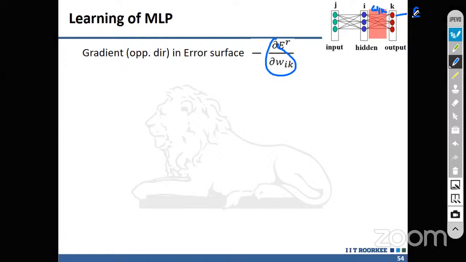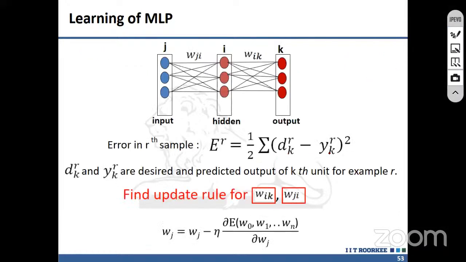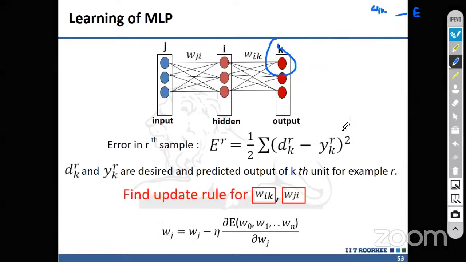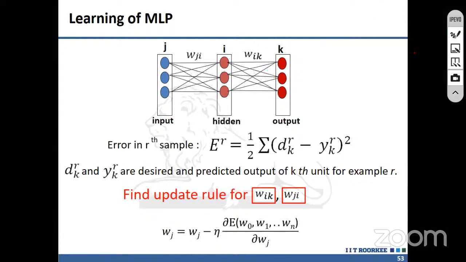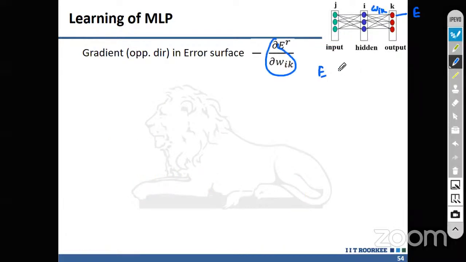So note how W_ik and E are related. We have already seen that the error is (d_k minus y_k) whole square. The error is equal to half of the summation of (d_k minus y_k) whole square. Here d_k is known. Then how is y_k dependent on w_ik?